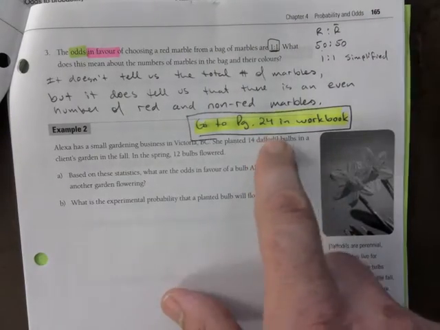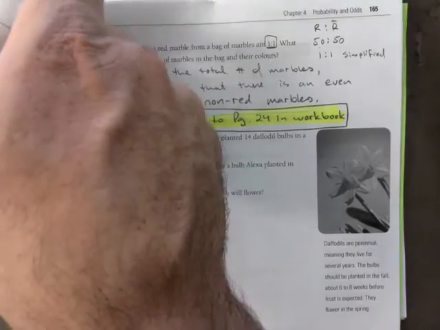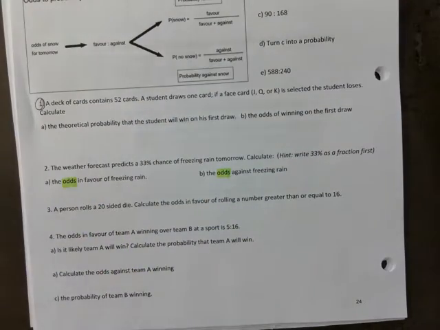So 165, page 24 in workbook. That's where we're going right now. For a bit, not too long.